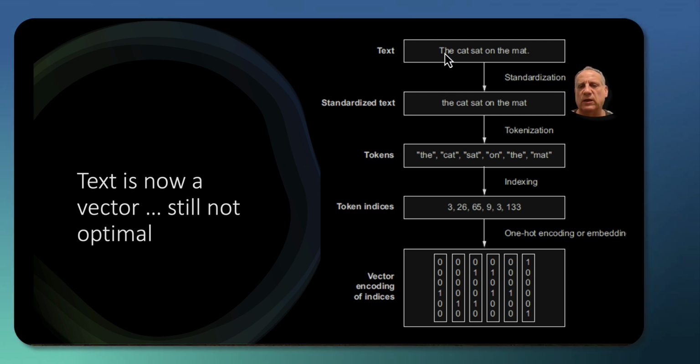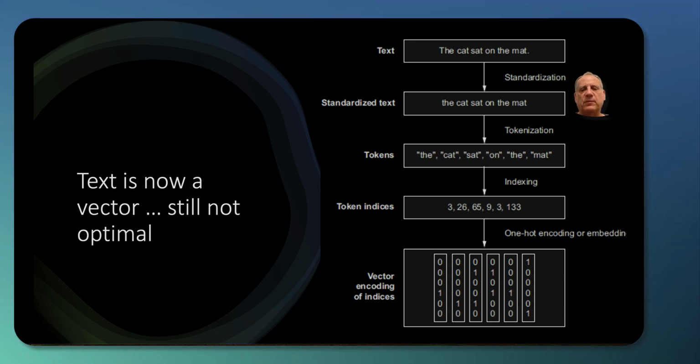But at least we could start out with text. We could do some pre-processing, maybe remove punctuation, or maybe tokenize the punctuation and get rid of capitals, and then turn it into tokens, and then turn it into indexes, and then do our one-hot encoding.